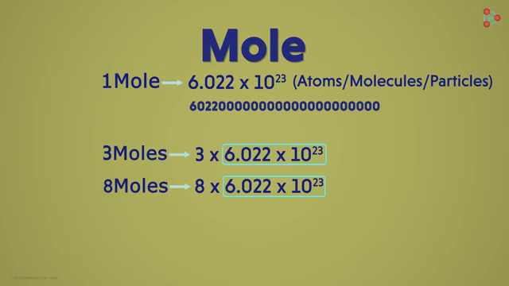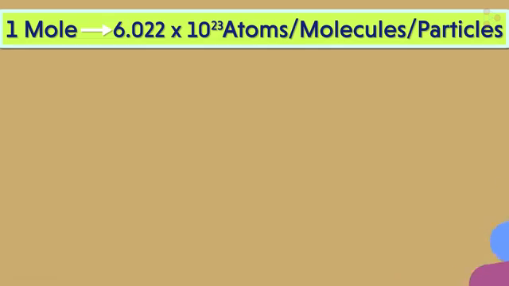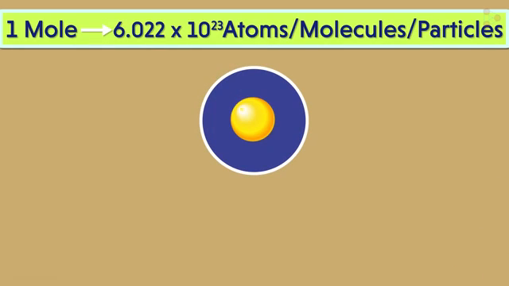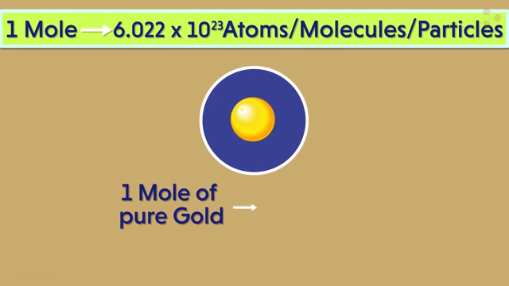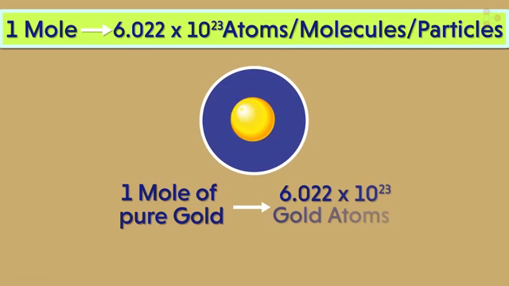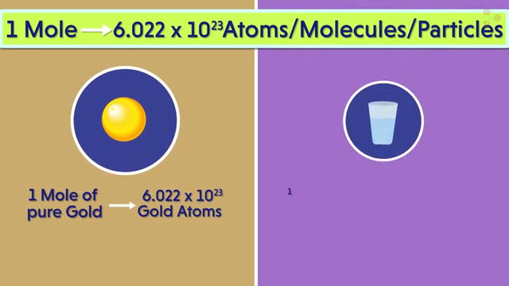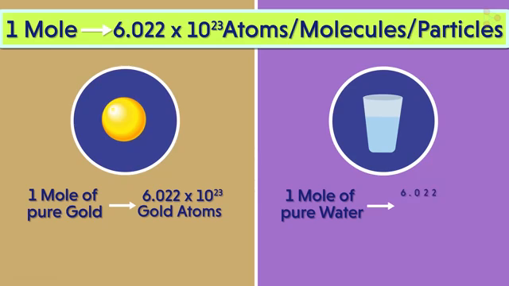That's the basic concept of a mole of any substance. Let's see if you've understood the concept well. Now here's 1 mole of this pure gold. How many atoms does it have? Yes, as it's 1 mole, it will have 6.02 times 10 raised to 23 atoms in it. Similarly, 1 mole of pure water will have 6.022 times 10 raised to 23 water molecules inside it.